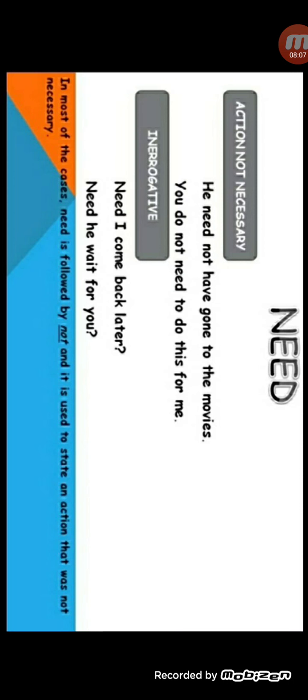Now with an interrogative sentence, need I come back later? Means should I? Matlab, is it necessary that I come back? So these things are not necessary. In an interrogative sentence, need is used when this action is not at all important or it is not necessary. Need he wait for you? In most cases, need is followed by not and it is used to state an action that was not necessary.